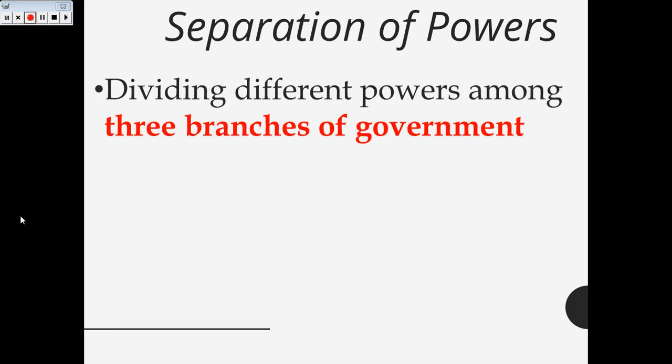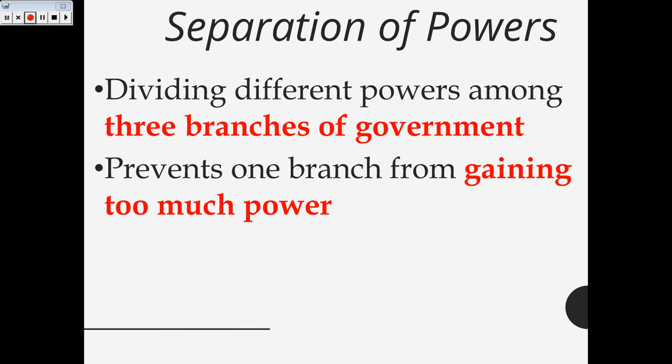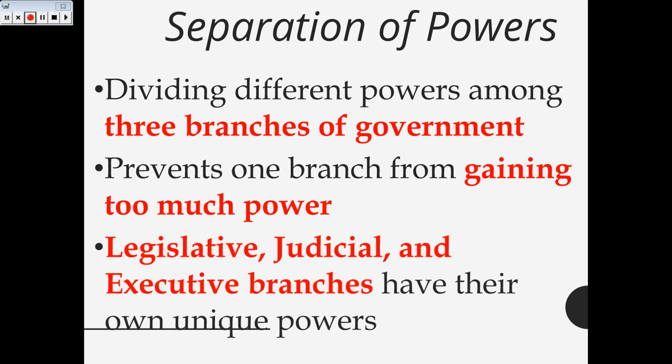First point I'd like to make here is with the separation of powers. So dividing different powers among three branches of government is a good thing. It splits up the work, splits up the responsibility. It also helps to hold each branch accountable for a certain part of running the nation, keeping it going forward smoothly, and also to enforce all the laws that have been outlined in our Constitution. It prevents one branch from gaining too much power, and it gives one branch the ability to check them or balance them if they feel they are gaining too much power, too much strength, or are simply out of their bounds. So each of these three branches of legislative, judicial, and executive have their own unique powers, and by being unique, they naturally balance each other out.